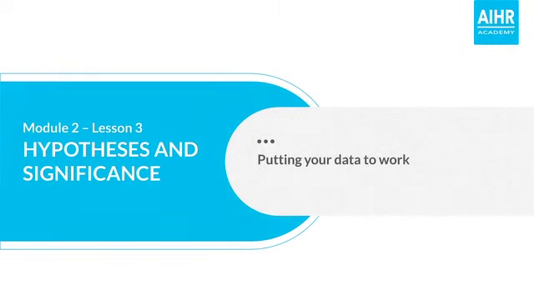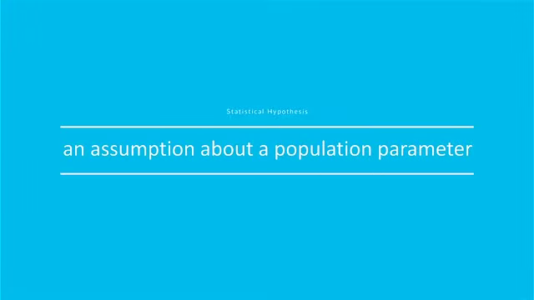Let's start with hypotheses. I know that you probably have an idea of what you think a hypothesis is. If you've taken any science class in college, you have an understanding of what a hypothesis is. But in statistics, there's a very specific thing that we're talking about when we say hypothesis. A statistical hypothesis is an assumption about a population parameter. A parameter is a measurable characteristic of a population, such as a mean or a standard deviation. This assumption on the population parameter may or may not be true.